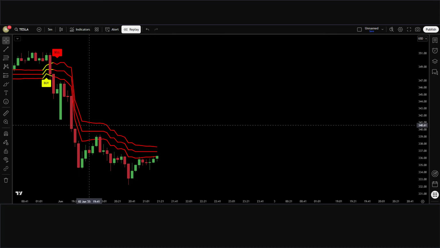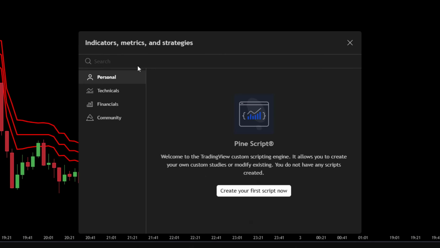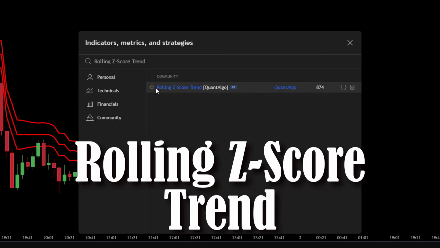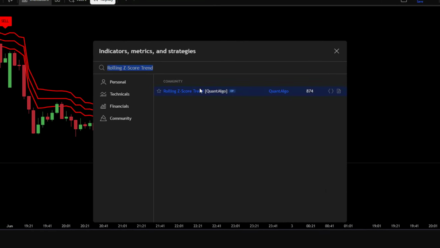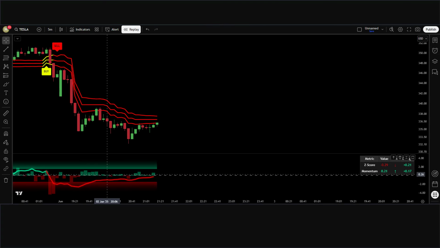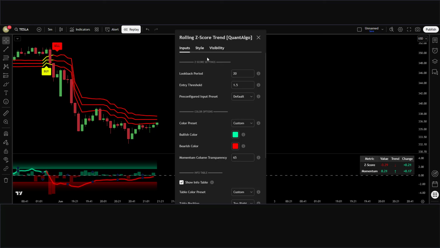We have to apply another indicator on the chart. The second indicator name is Rolling Z-Score Trend. Keep the indicator settings as I have shown here.